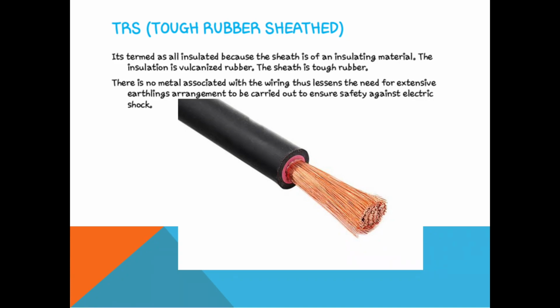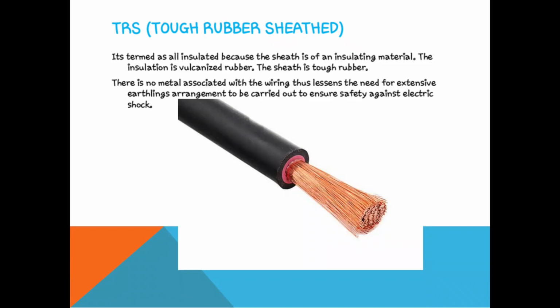So we have this TRS. When you examine this TRS, you'll be able to see clearly the sheeting. We have that sheeting, which is the outer covering, which provides mechanical protection for the conductors. So it has a double insulation, and also we have the conductors. This double insulation provides that mechanical protection for the conductor. It is termed all insulated because the sheet is of an insulated material.